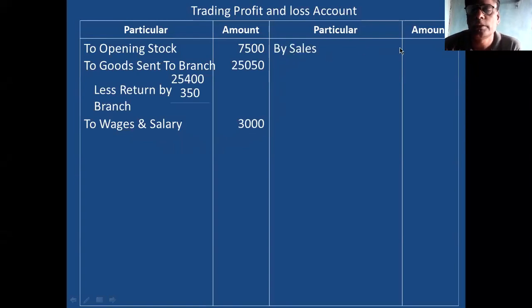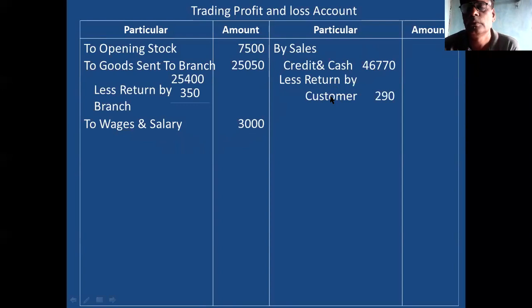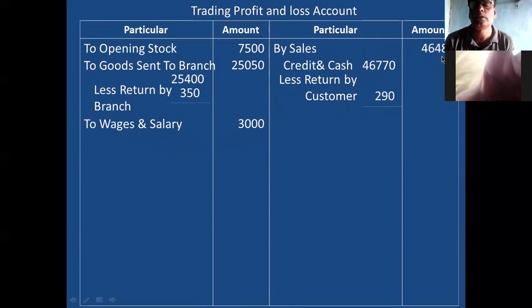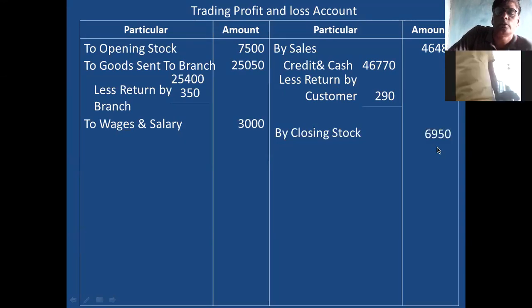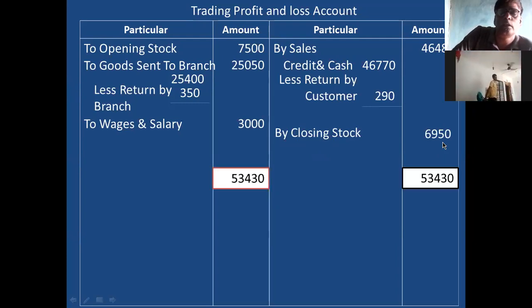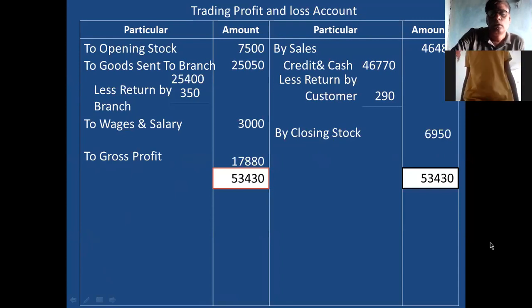Then credit side item is sales. Under that, you take the cash and credit sale total. In this, you less returned by customer. Return by customer is 290. If you deduct this, balance is 46,480. Then write the closing stock. Closing stock is 6,950. Okay. Now you close the account and ascertain the balance. Balance is 17,880. This 17,880 is called gross profit.